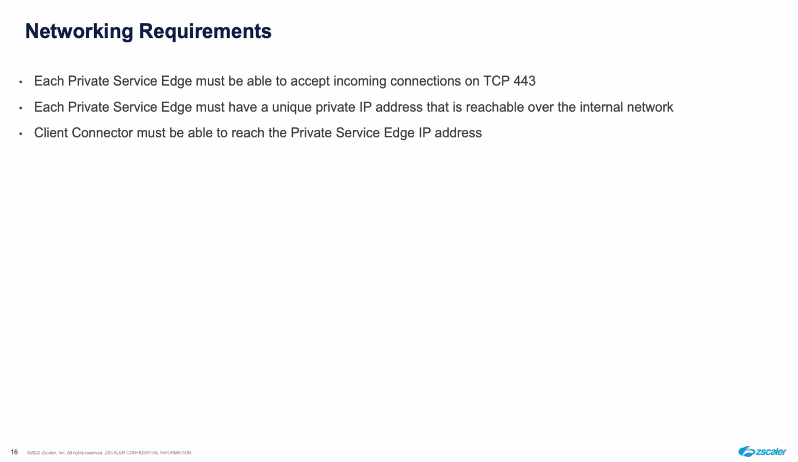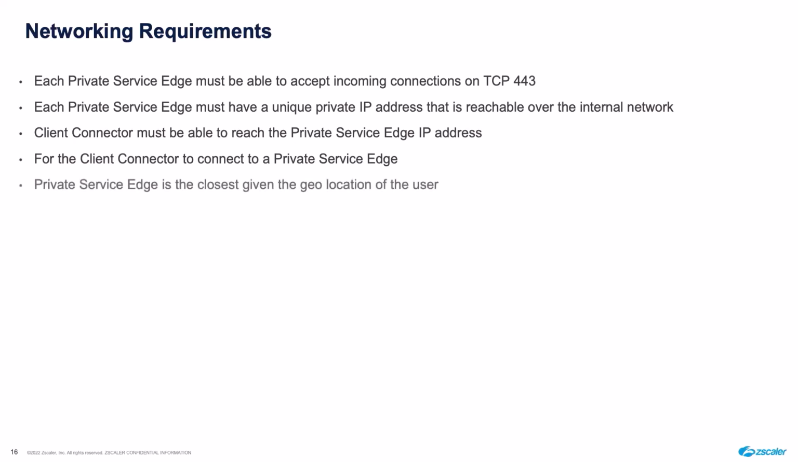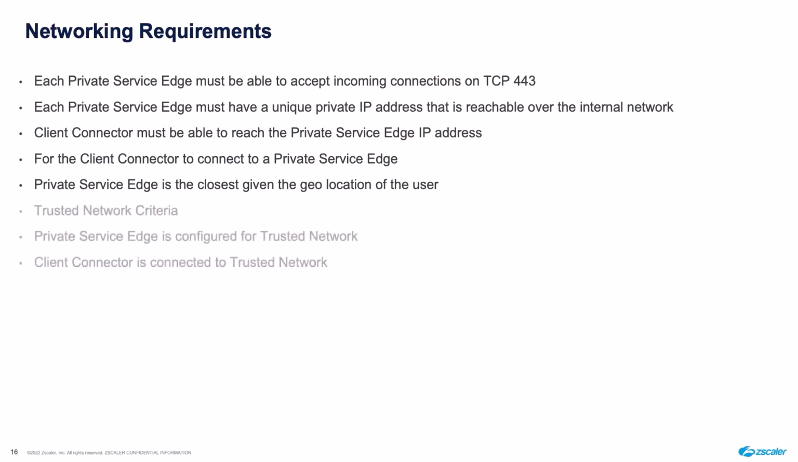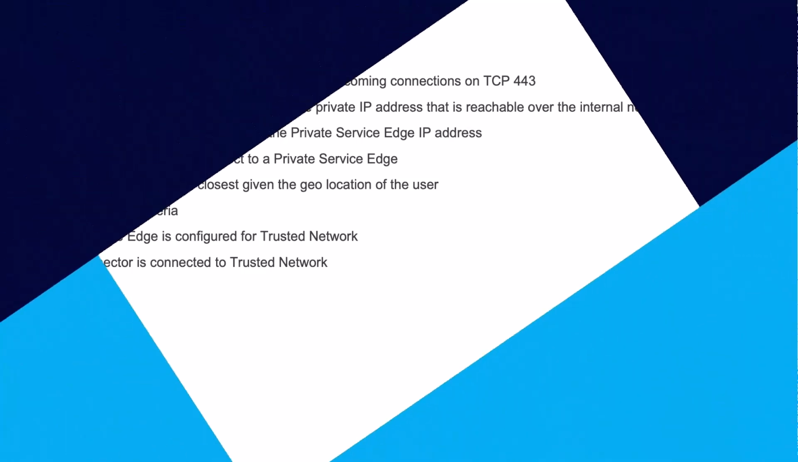Additionally, the client connector must be able to reach the private service edge, as well as the app connectors reaching the private service edge. And for the client connector to make a decision to connect to that private service edge, it either needs to be the closest private service edge for that user within the geolocation. So we're doing geolocation based on the client's IP address and the IP address registered for that private service edge. Or if they're connecting over the internal network, we're using the trusted network criteria to map that private service edge to the client connector also in the same trusted network.